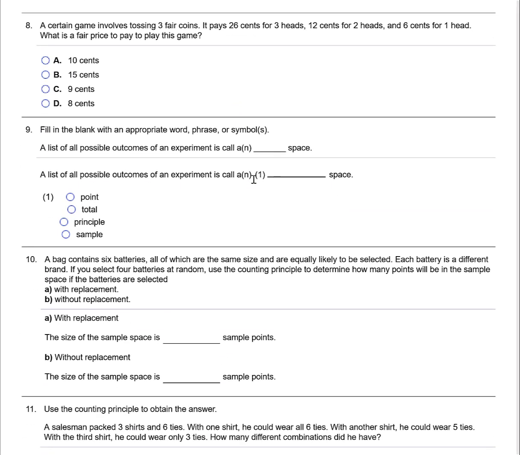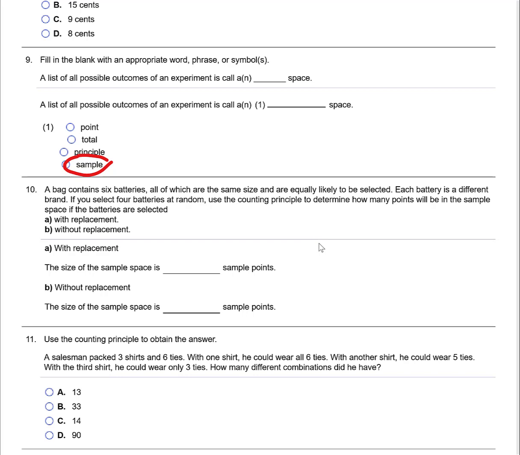Number 9. A list of all the possible outcomes of an experiment is called what kind of space? And that's called the sample space. A bag contains 6 batteries, of which all are the same size and equally likely to be selected. Each battery is a different brand. If you select 4 at random, use the counting principle to determine how many points are in the sample space when the batteries are selected first with replacement and then without replacement.